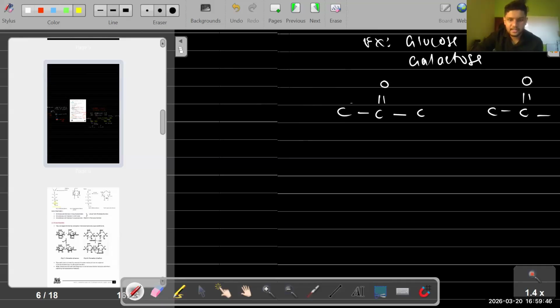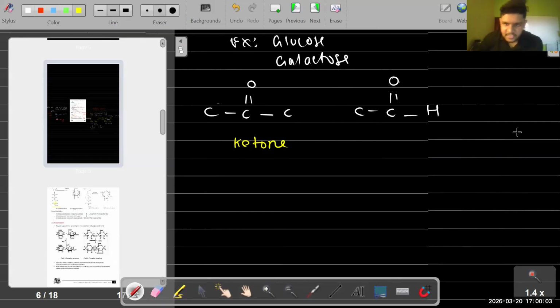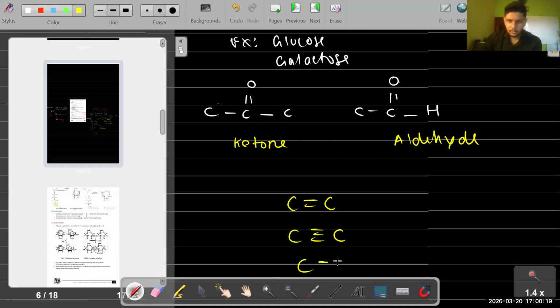Do you agree with that? Yes. So this C double bond O between two carbons is called a ketone. If this is present, that compound is called a ketone, right? If this is present, that compound is called an aldehyde, right? This is a ketone, this is an aldehyde. Now you might have learned this, right? Carbon double bond, carbon triple bond, carbon single bond compounds. I hope you have learned this.